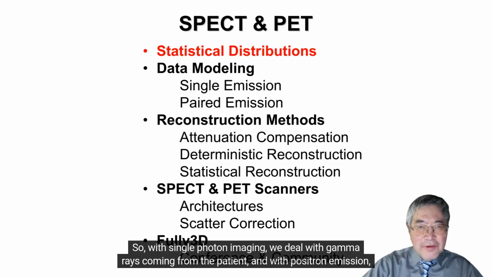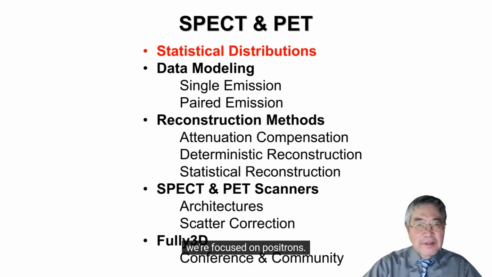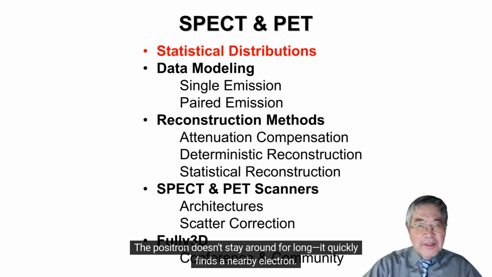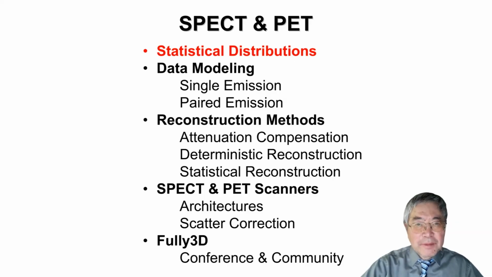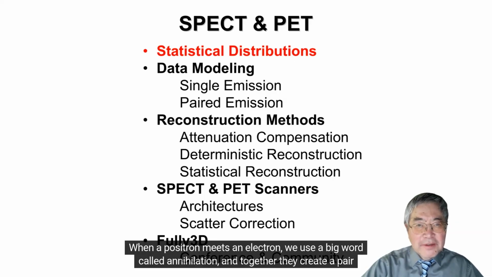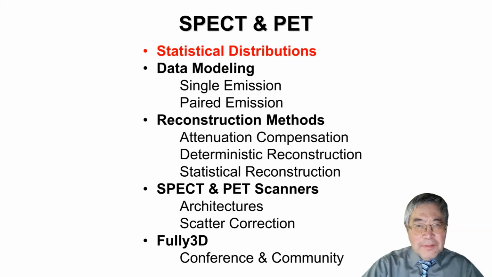So, with single photon imaging, we deal with gamma rays coming from the patient, and with positron emission, we're focused on positrons. The positron doesn't stay around for long, it quickly finds a nearby electron. When a positron meets an electron, we use a big word called annihilation, and together they create a pair of gamma ray photons that shoot out in opposite directions at the speed of light.